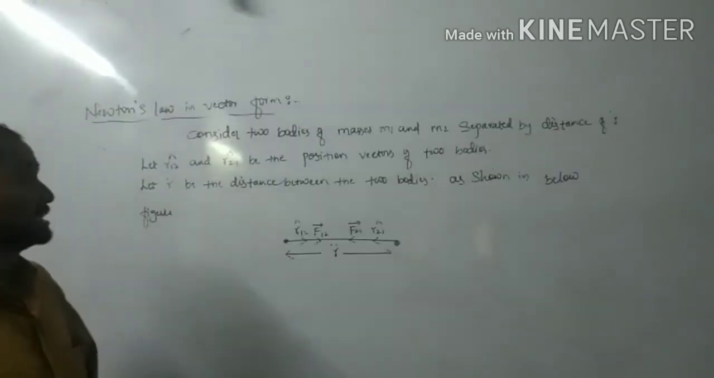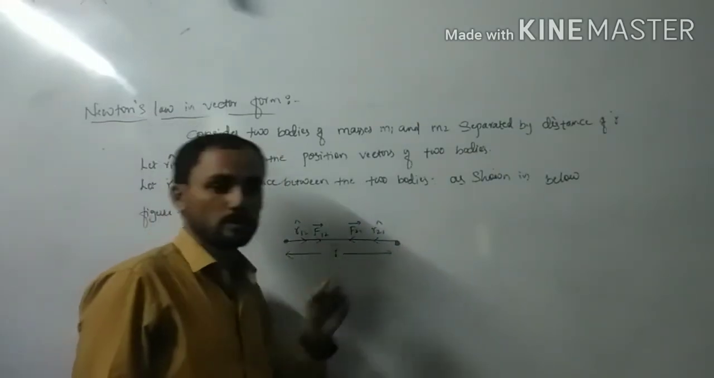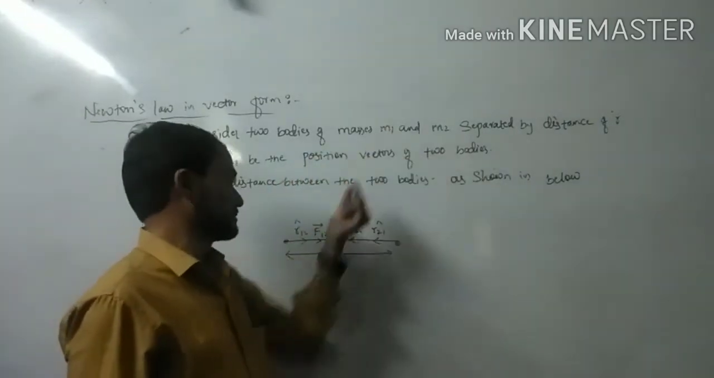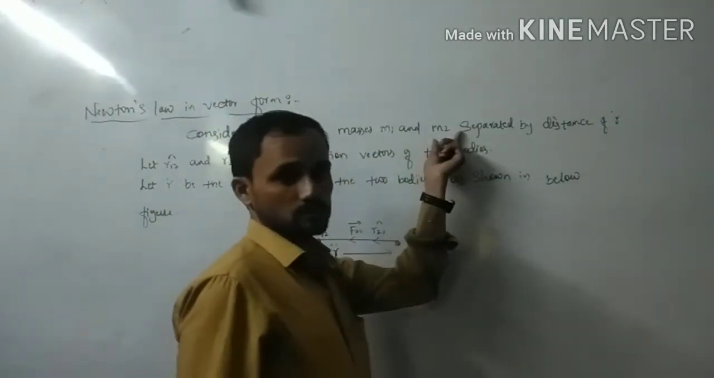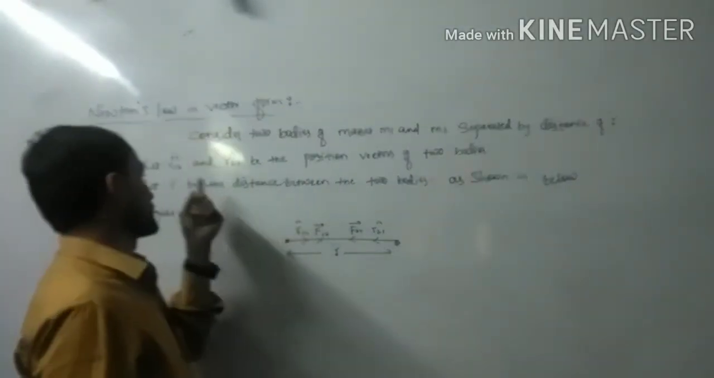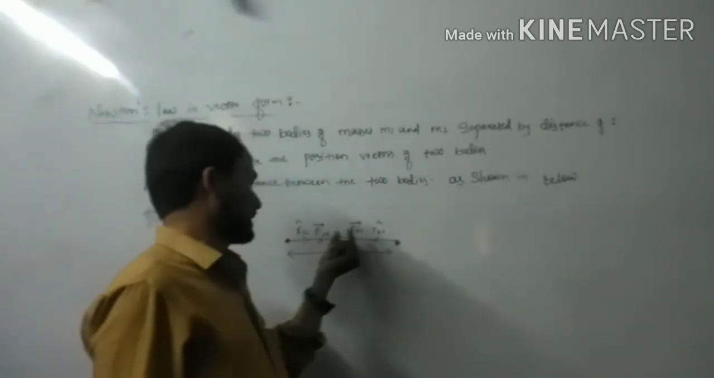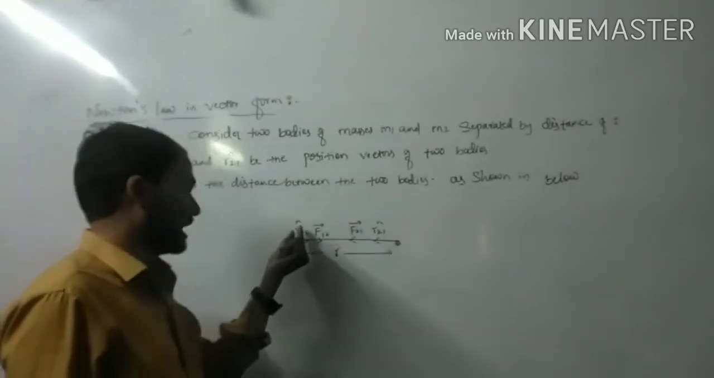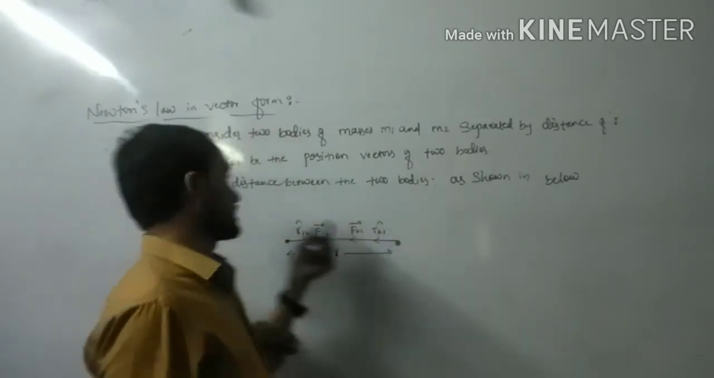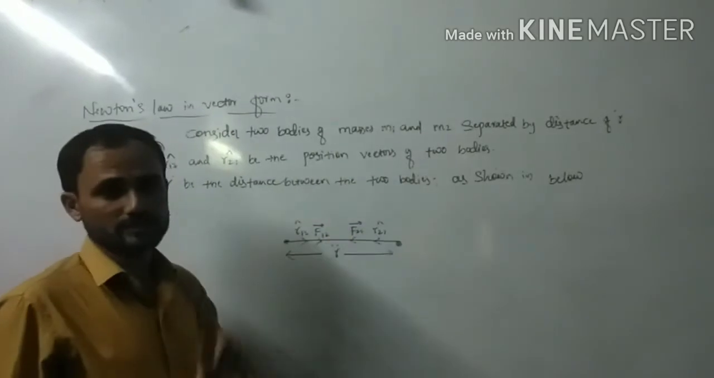Look, here we consider two bodies. The mass of one is m1 and the mass of the other body is m2, separated by a distance r. Next, r12 and r21 are the position vectors of the two bodies: r12 is the position vector of one body and r21 of the other. r is the separation between the two bodies, as shown in the figure.